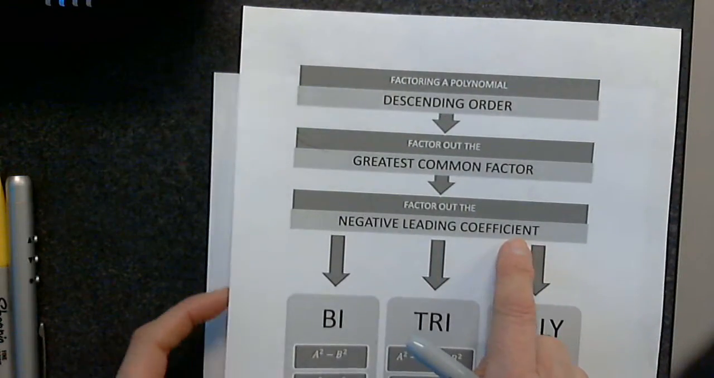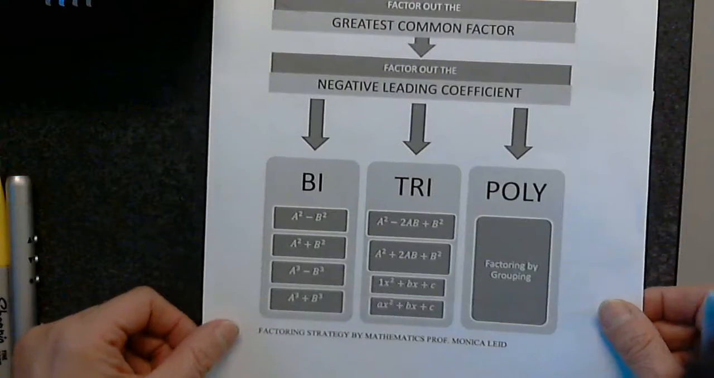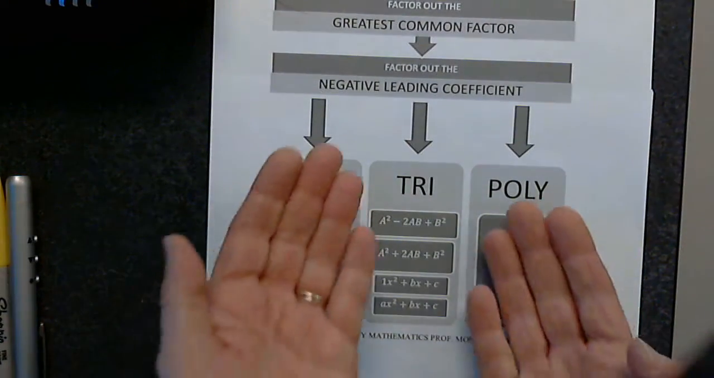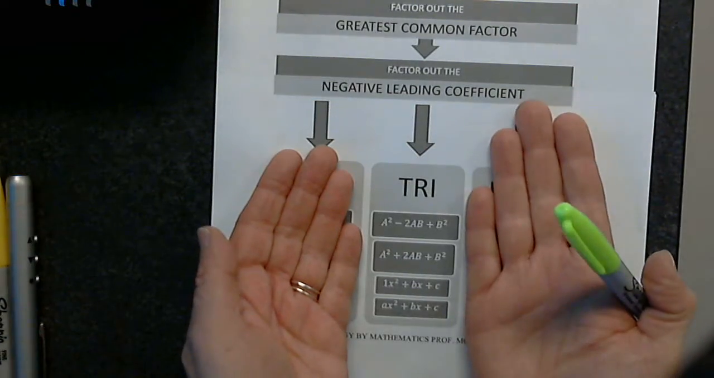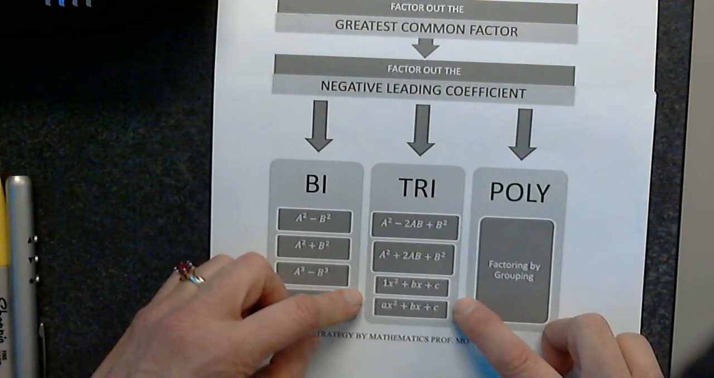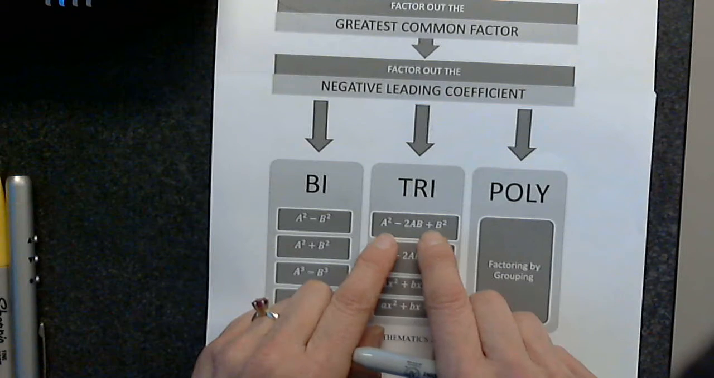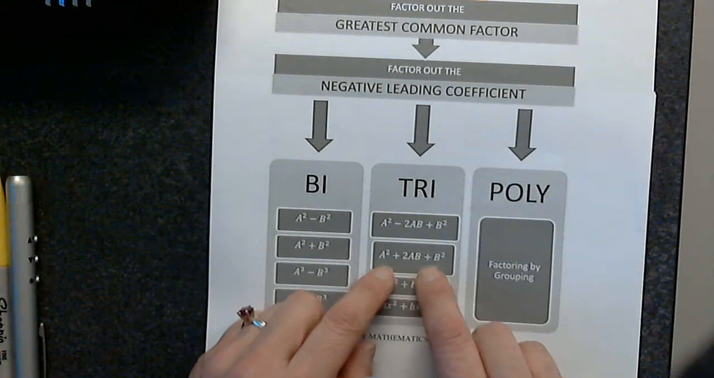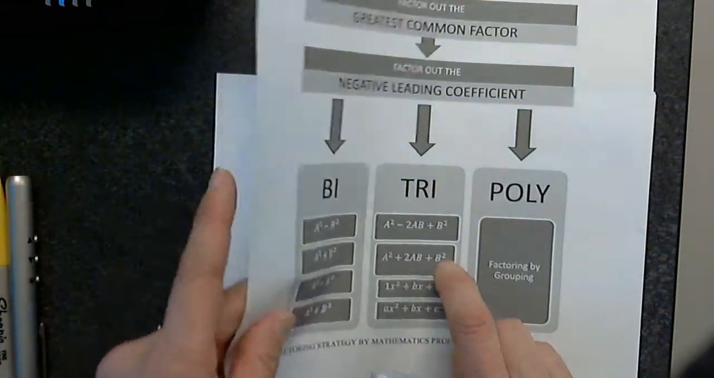Negative leading coefficient? No. The leading coefficient is positive. So now I know for sure that I should not be looking at this, and I should not be looking at this, because you already identified it as a trinomial. Okay. So now I have 4 more steps to go. I will see if this or this is applicable. These are the two special products.